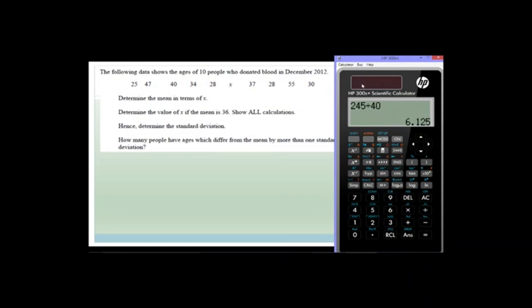There we go, now it's out of the way. Okay, so let's smooth this over a little bit. Now all we're going to do is add up these numbers. So we're going to go 25 plus 47 plus 40 plus 34 plus 28 plus 37 plus 28 plus 55 plus 30 equals.